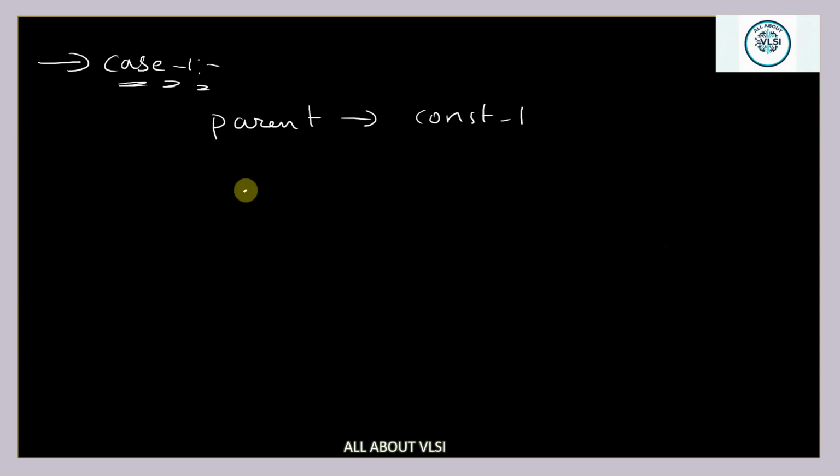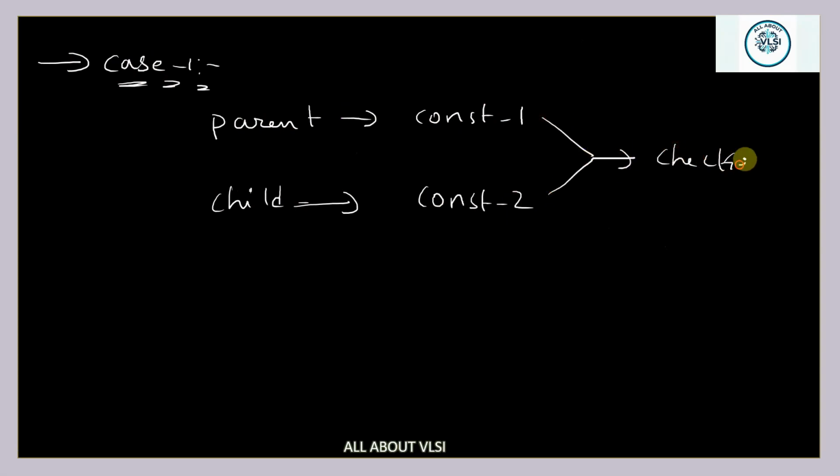So there are two cases over here. Case one over here is parent is having one constraint name, let's say constraint one, and here child is having another constraint, let's say constraint underscore two. So these two constraints will be checked. These two will be checked.